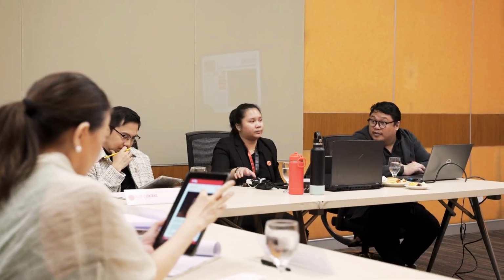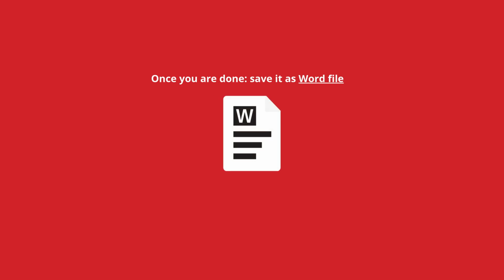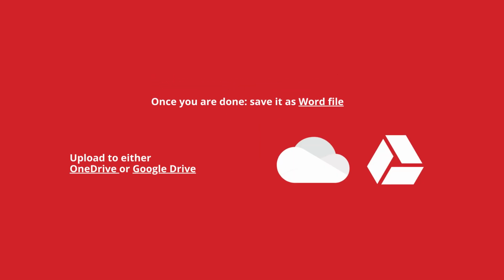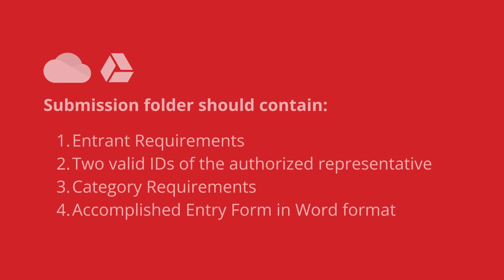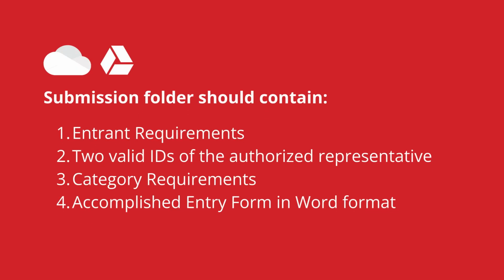Since this form is editable, you can complete it at your own pace. No need to rush. Once done, save it as a Word file, not PDF, and upload it to your submission folder. This section also asks for the link to your submission folder, which should contain entrant requirements, two valid IDs of the authorized representative, category requirements, and the accomplished entry form in Word format.